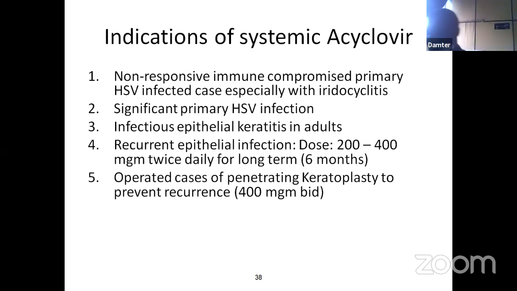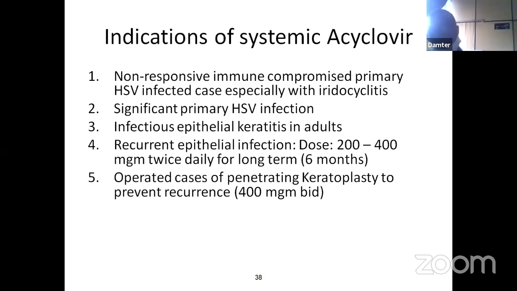infected case, especially with iridocyclitis, it's important to use a systemic antiviral agent to help in reducing the viral load in the body. Then significant primary herpes simplex infection, infectious epithelial keratitis in adults, and a recurrent epithelial infection. So the dose is 200 to 400 milligrams twice daily for as long as 6 months, or even much more to a year or so, because it helps to reduce the rate of recurrence in the patient.